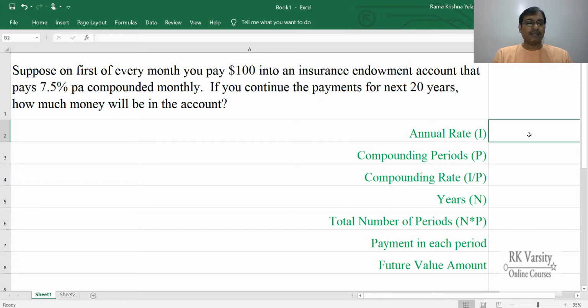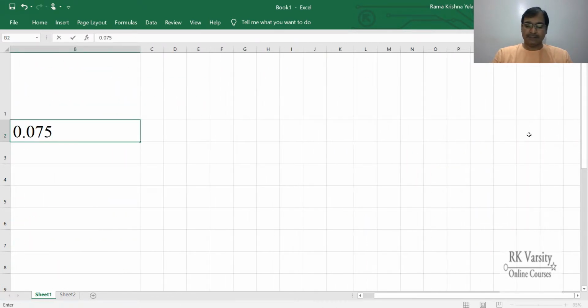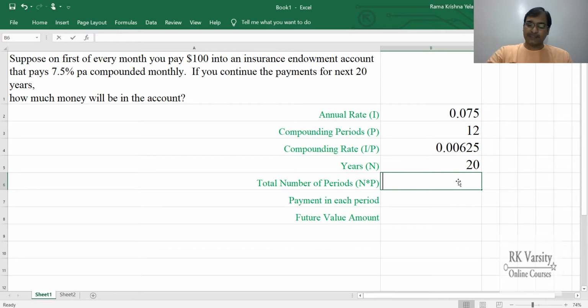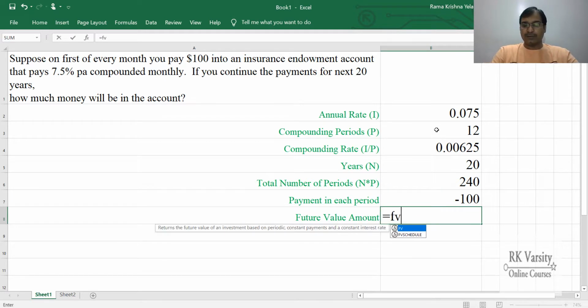So your annual rate is 0.075. Then number of compounding periods is 12. Then your compounding rate will be this, equals annual rate upon compounding periods. So this is 0.00625, and years, how many years you are making investment? For 20 years. So 20, and then your total number of payments is number of years times compounding periods in a year, and payment in each period is $100. So minus $100.